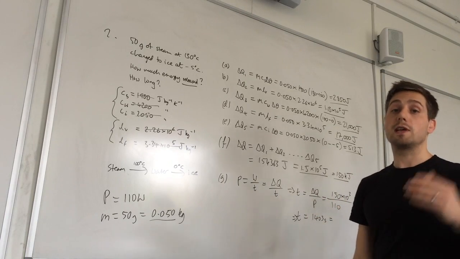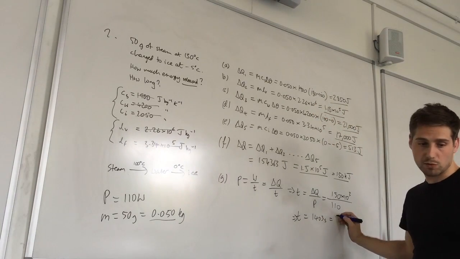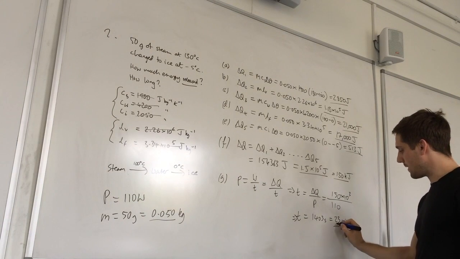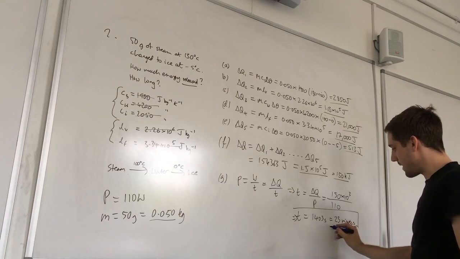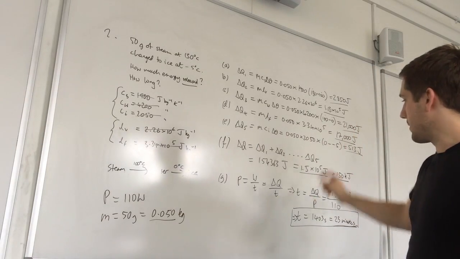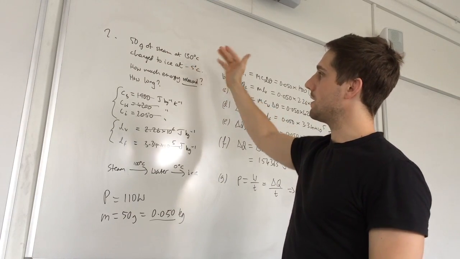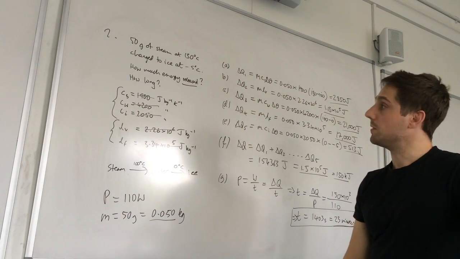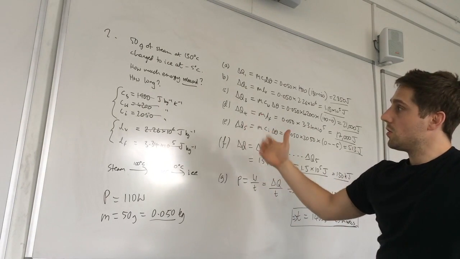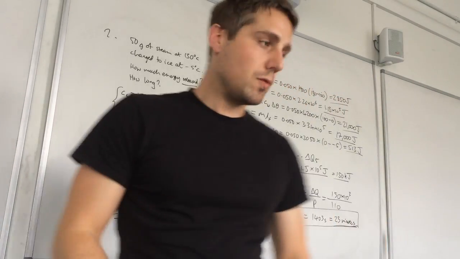If I say to you, oh, it takes 1,400 seconds, you can't really fit that into a frame of reference. But if I say it takes 23 minutes, then that makes more sense. So that's how long it would take at a power rating of 110 watts to extract that amount of energy and therefore cool our 50 grams of steam at 130 degrees C down to ice at minus 5 degrees C. So that's a calculation that involves both phase changes in addition to changing the temperature with specific heat capacities. Those are the calculations for 14.3.